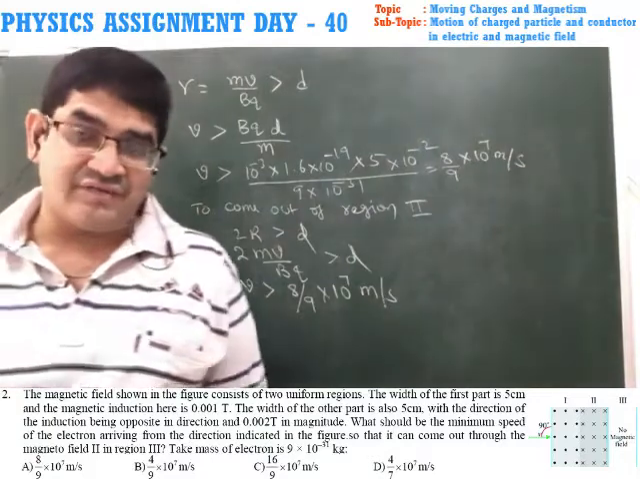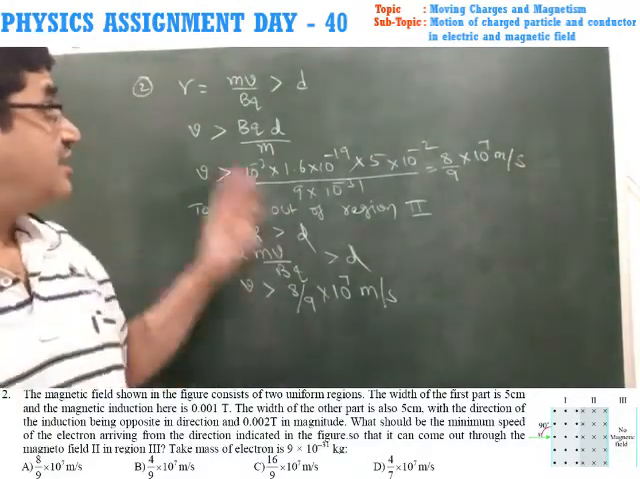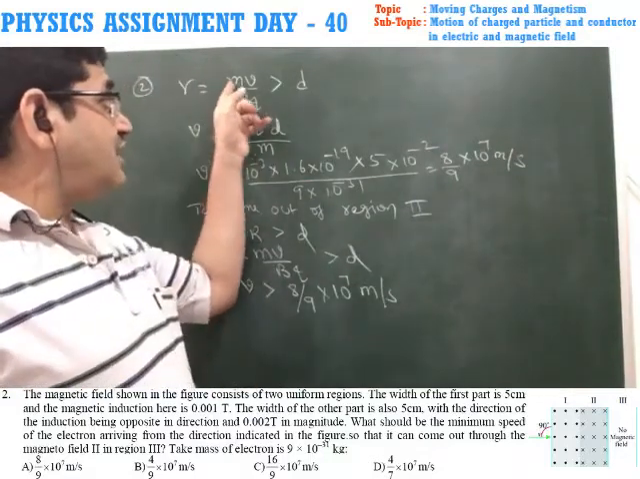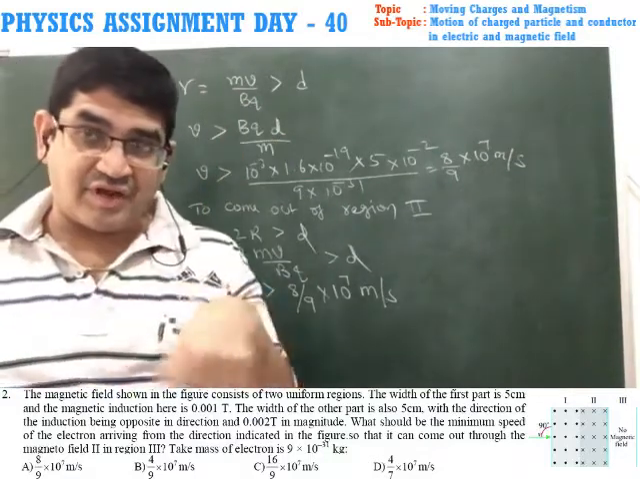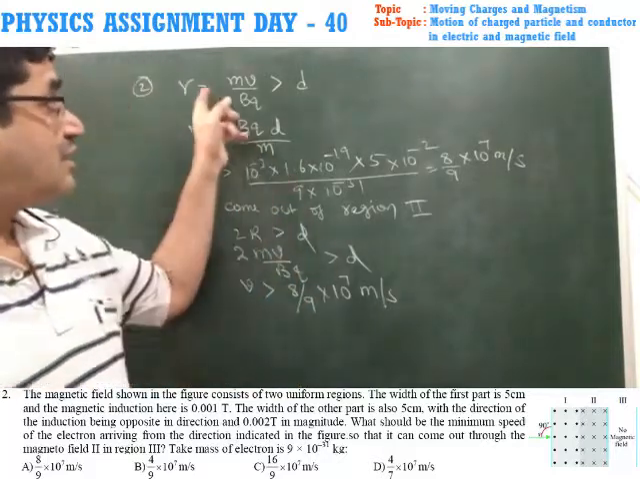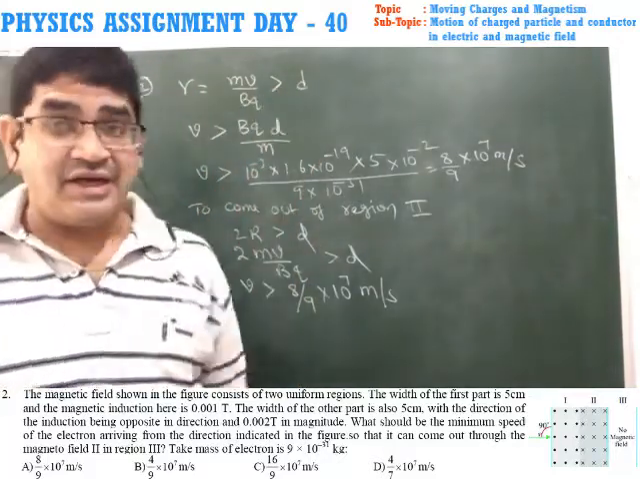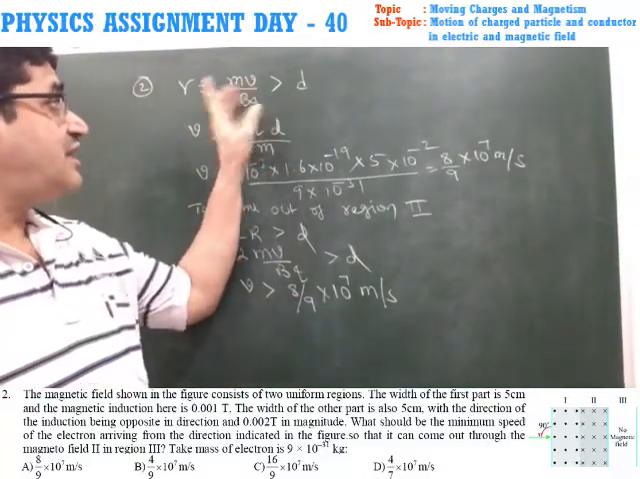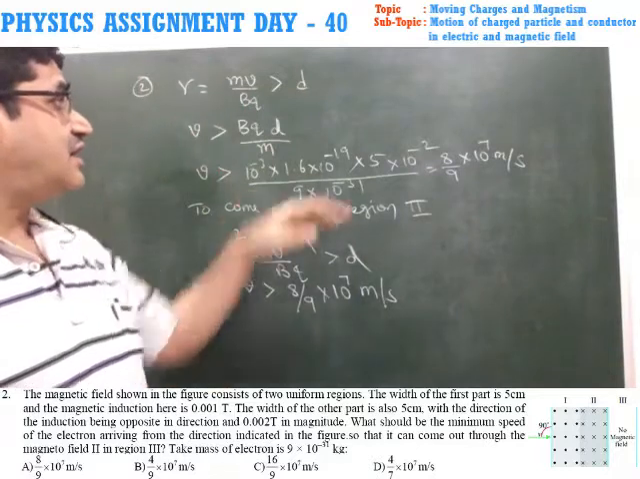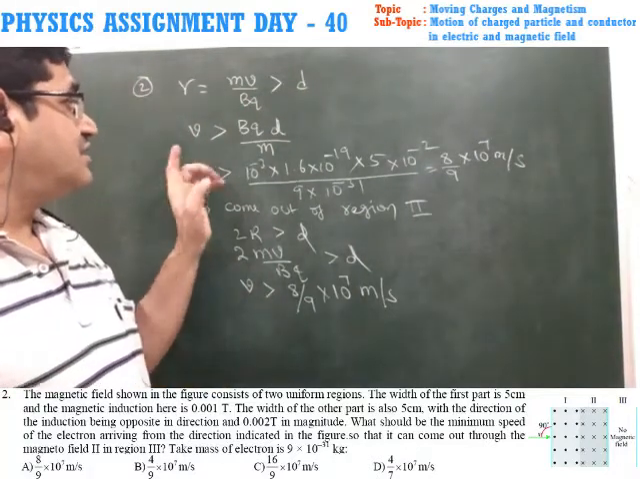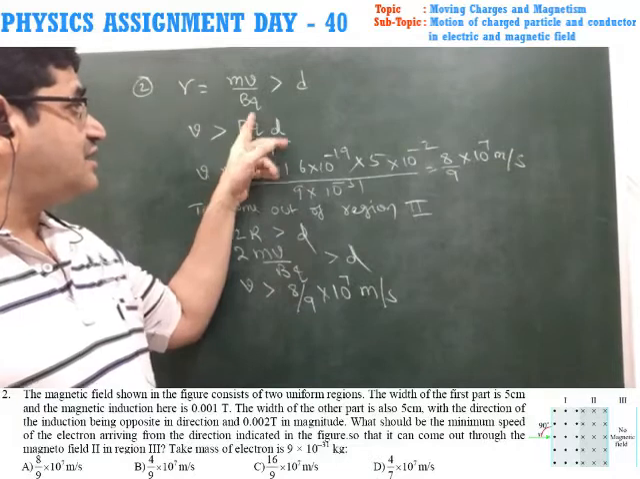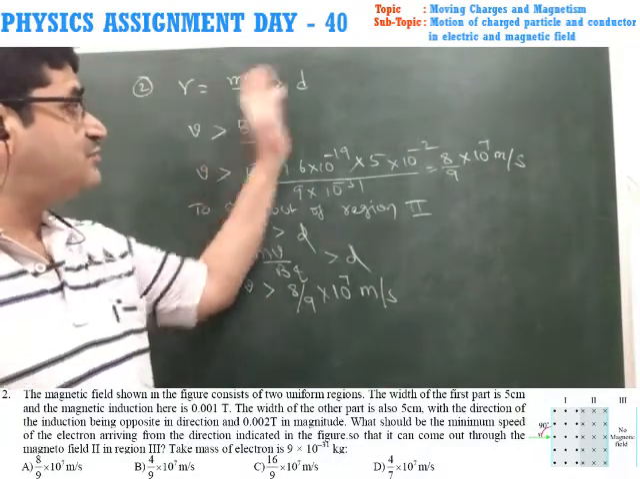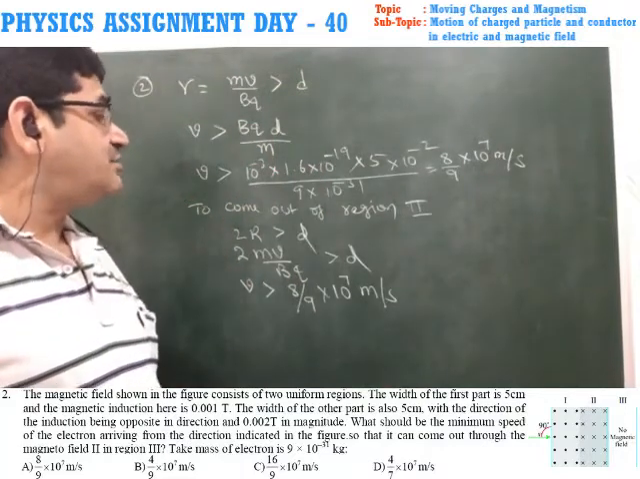Here you know the condition for the radius. It will come out only if r is greater than d. So r is equal to mv by bq. You know this formula whenever a particle enters a perpendicular magnetic field. So r equal to mv by bq should be greater than d, where d is the width of the magnetic field. So we bring this to the other side and you will get v should be greater than bqd by m.